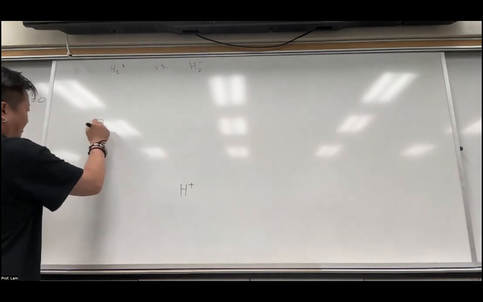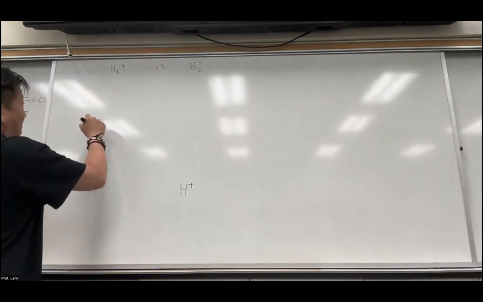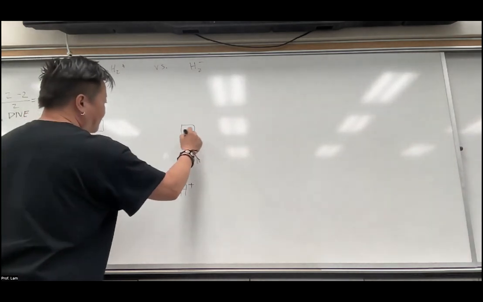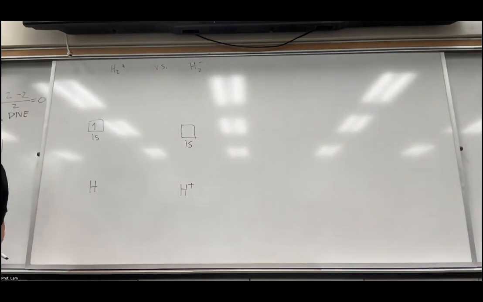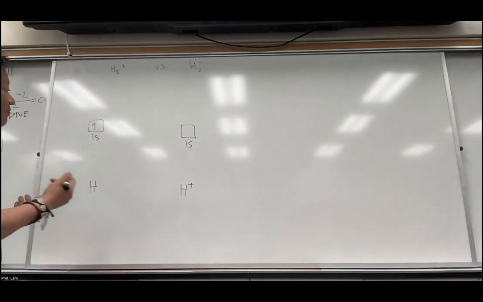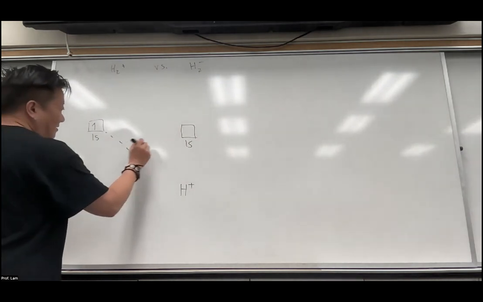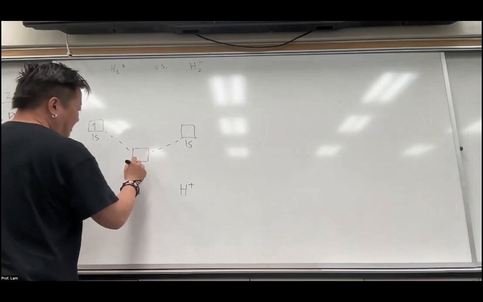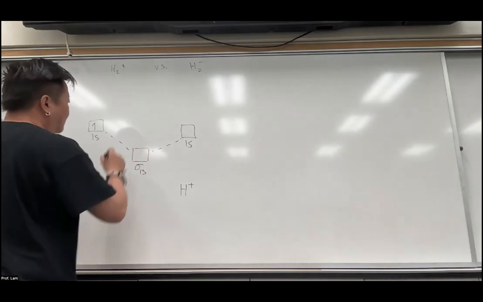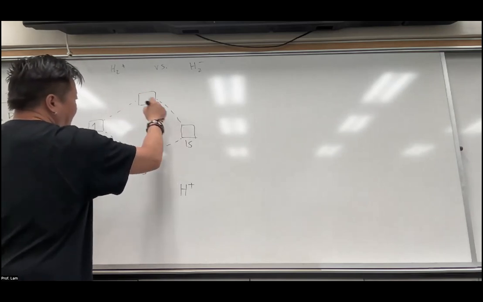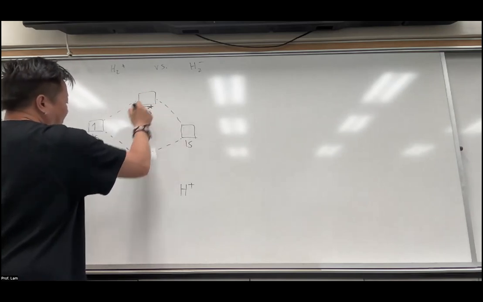So we do 1s for H, and for H plus, we do 1s, but don't put any electrons in it, right? Because it's missing its electron. Then we make it collide. This would be called sigma 1s. On top, the antibonding is called sigma 1s star.